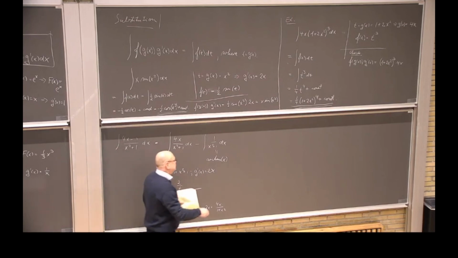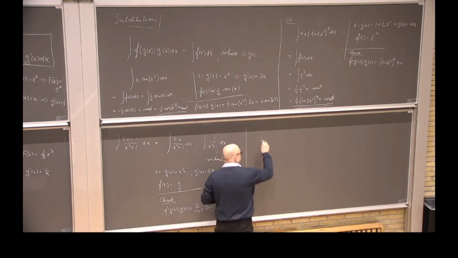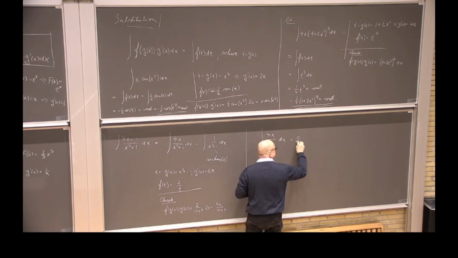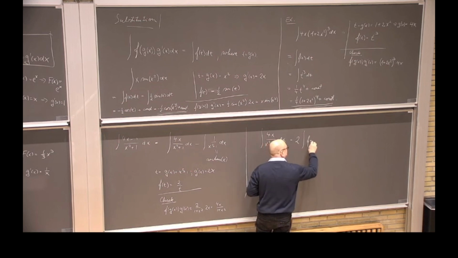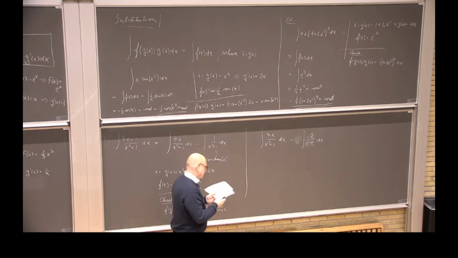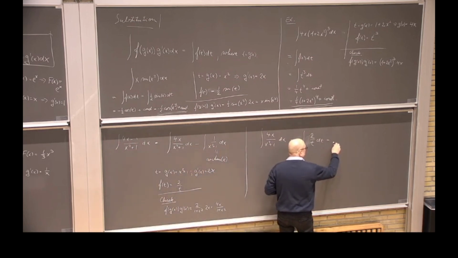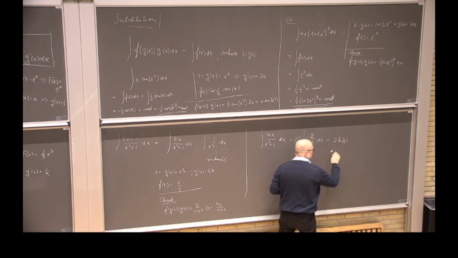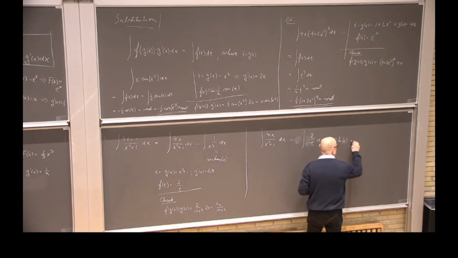So now it's easy to write down the solution. You have the integral of 4x divided by x squared plus 1 dx. And then this is equal to the integral of 2 divided by t dt. And you can integrate this. This is 2 ln of the absolute value of t, plus some constant.